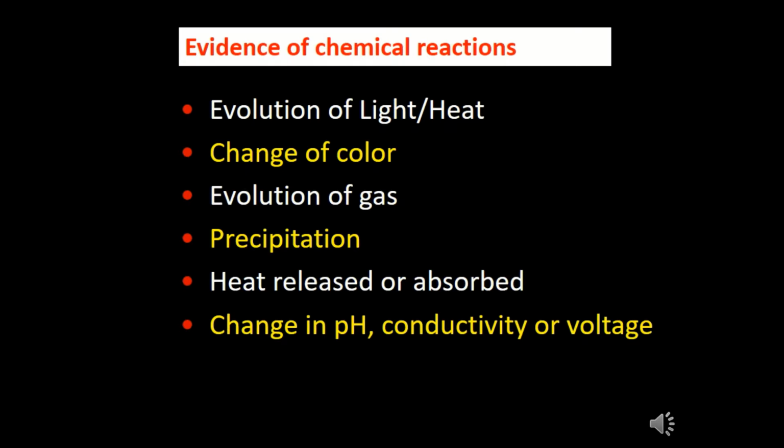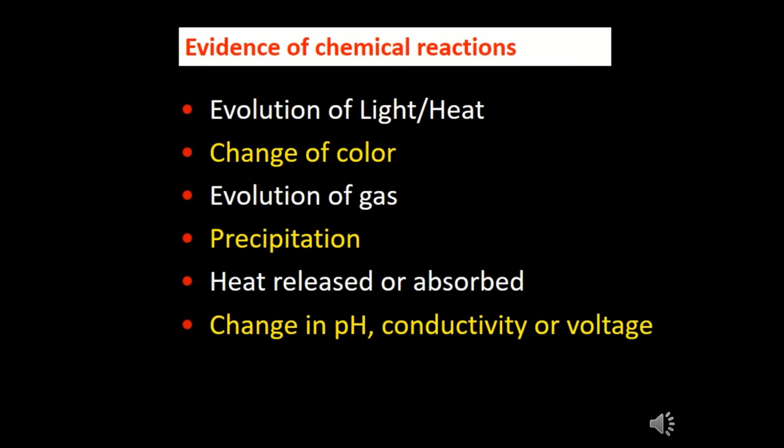Next is precipitation. Precipitation means you have two liquids, you mix them together, and one of the products may be a solid. It does not dissolve, so it will settle down. You will see the transparent solution become turbid, meaning it will become opaque. You cannot see across it. This again we will talk about in detail.